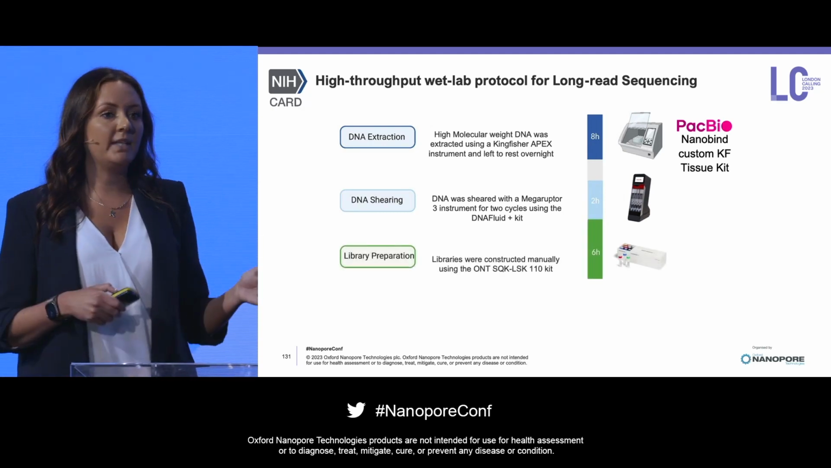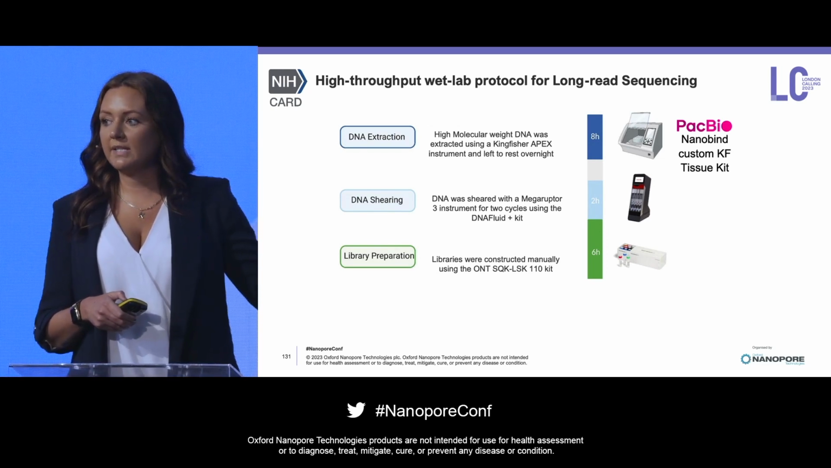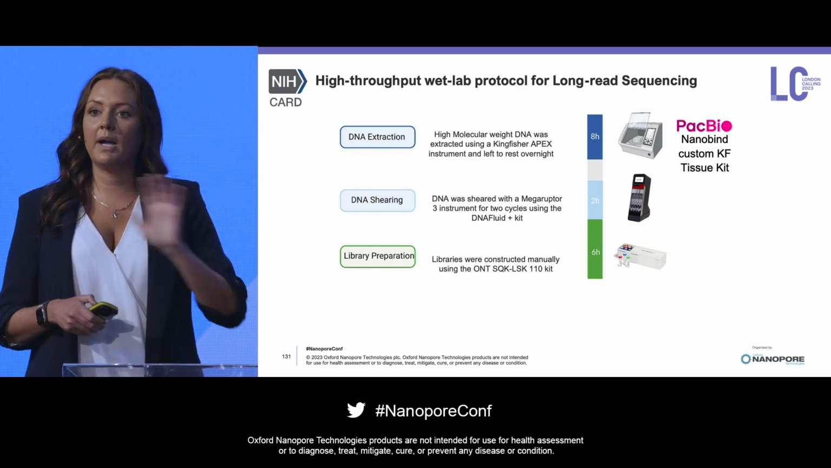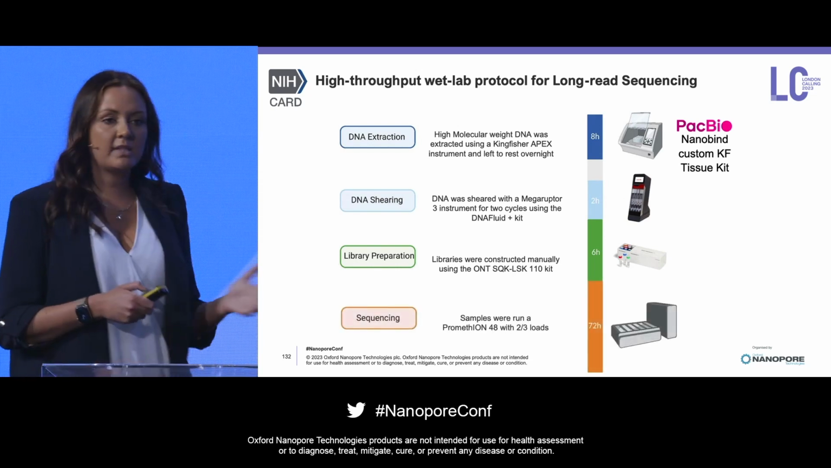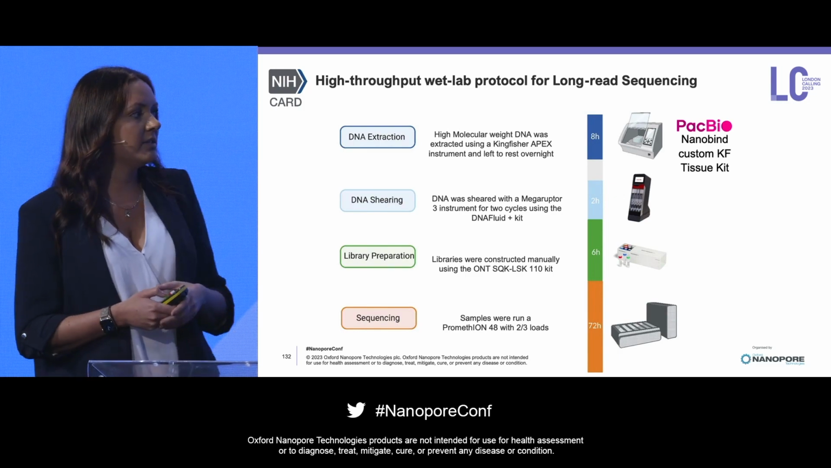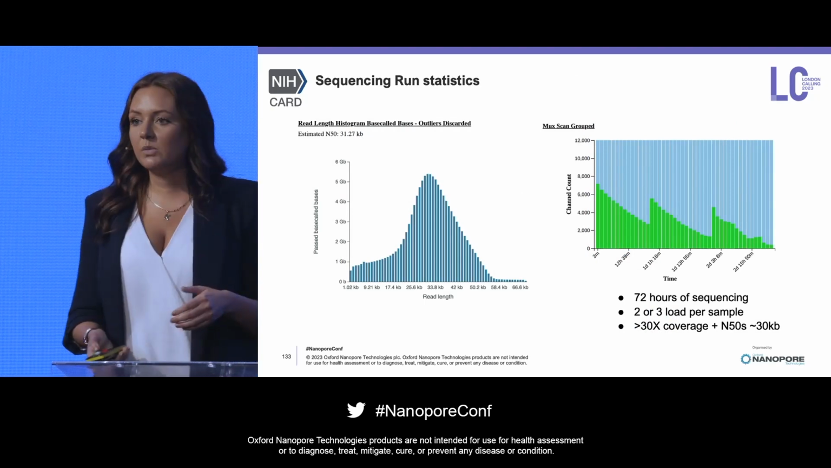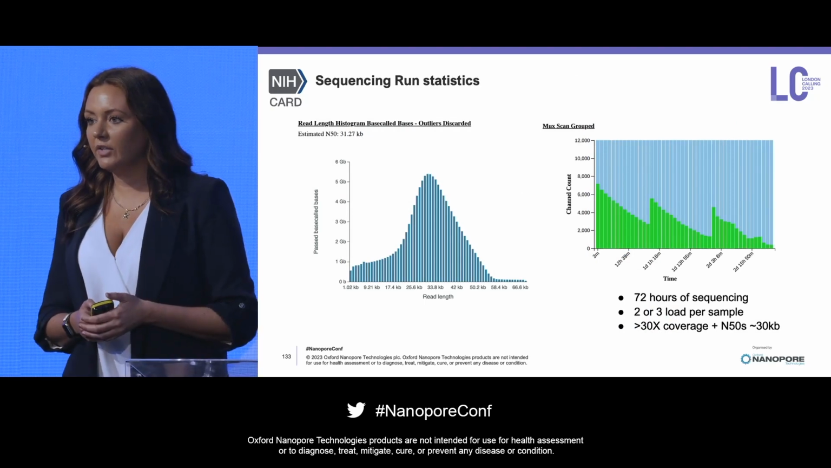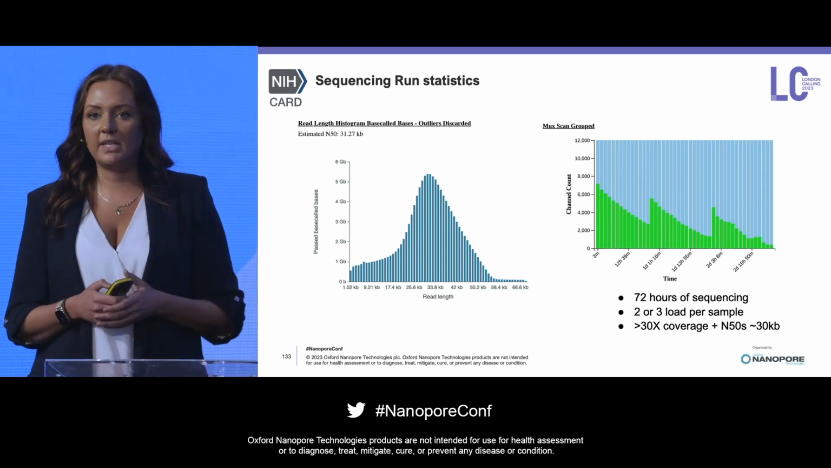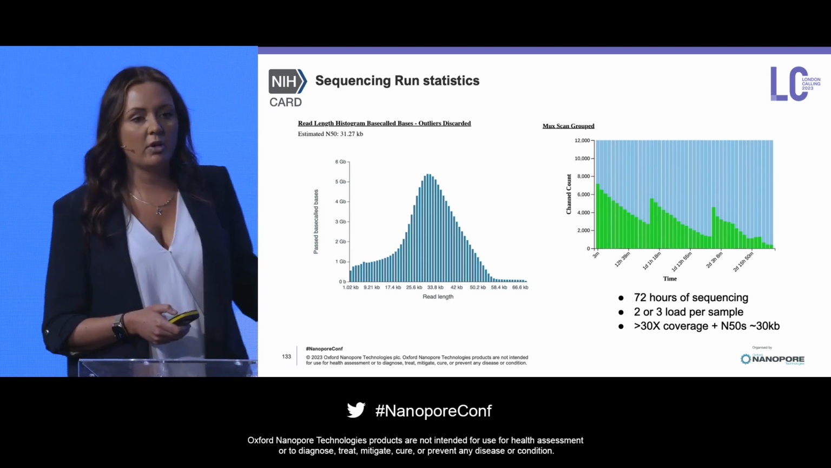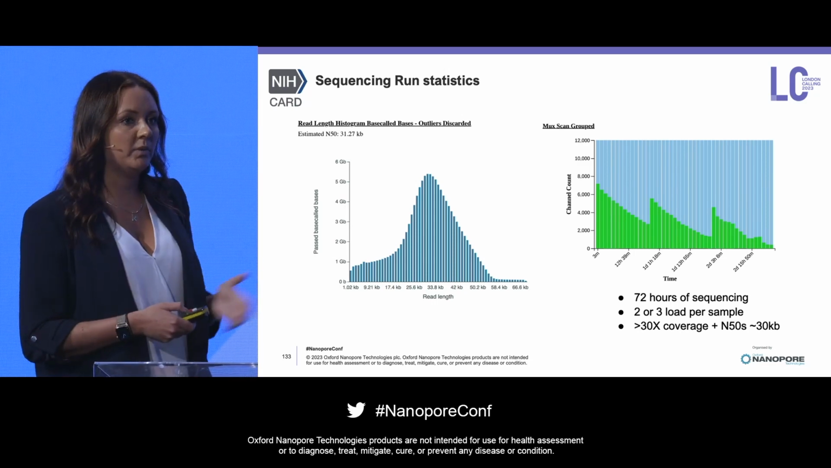Next, we do the manual library prep with the LSK110. We have automated this process now with the LSK114, but I'll mention more of that at the end. Finally, we sequence the library for about 72 hours, and we usually do about 2 or 3 loads. This is what an average sequencing run looks like for the R9. We've got a read length histogram, and you can see here we generally don't see any enrichment for short reads, and we've got a nice peak around 30 kb, and you can see by the MUX scan that this sample will have had 3 loads.